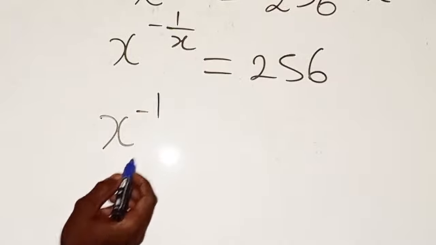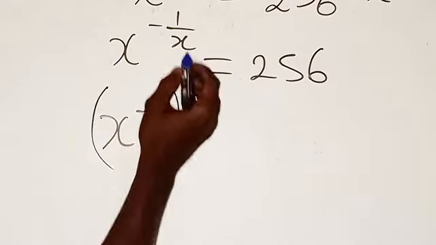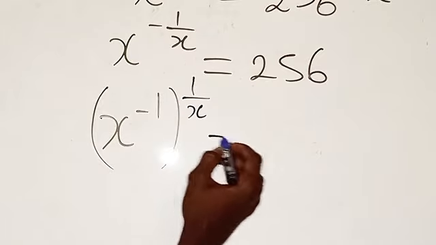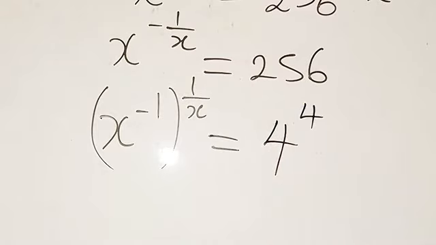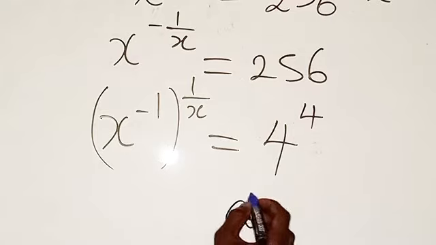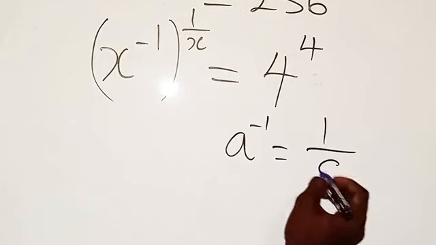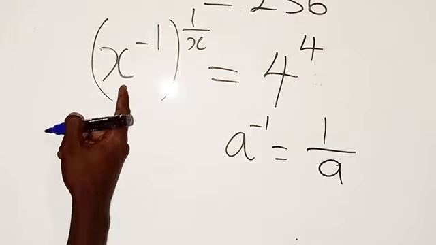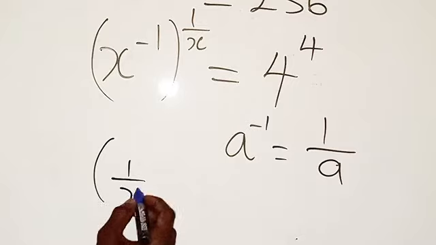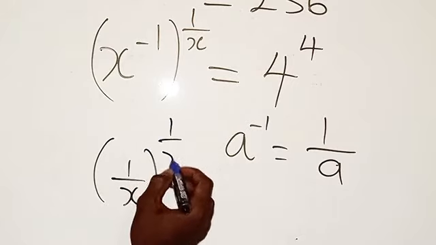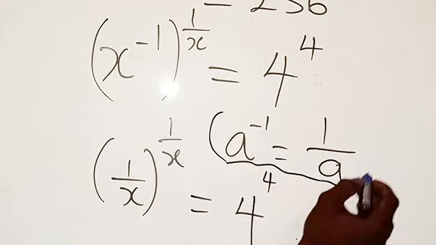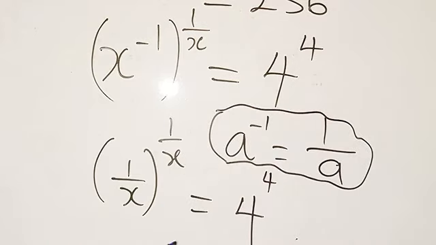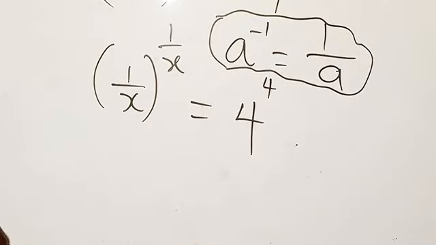So from here we have x to the power of minus 1, then I have x to the power of 1 over x equals 256, and this 256 can be written as 4 to the power of 4. So now from the law of indices that says when you have a to the power of minus 1, this is going to be 1 over a. So I'm going to use it here. So this is going to be 1 over x, then to the power of 1 over x, then equals 4 to the power of 4. So we have this.